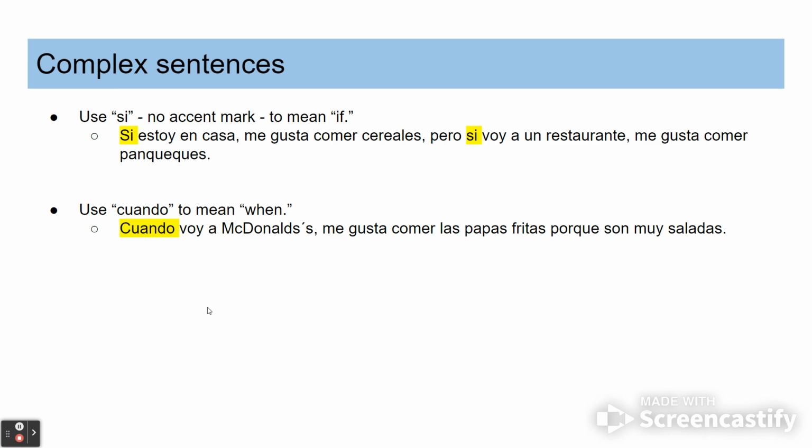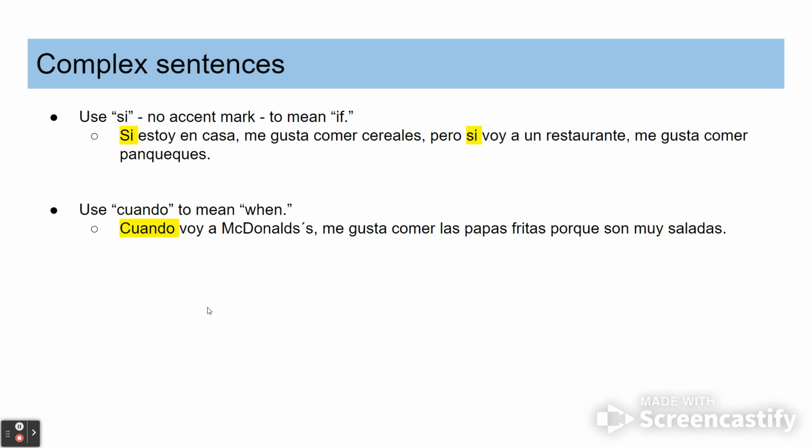One of them's a complete sentence, but one of them isn't. Si estoy en casa, me gusta comer cereales. That si tells us if. There's no accent mark with the si. Si estoy en casa. If I am at home, I like to eat cereal. Pero, si voy a un restaurante, if I go to a restaurant, me gusta comer panqueques.